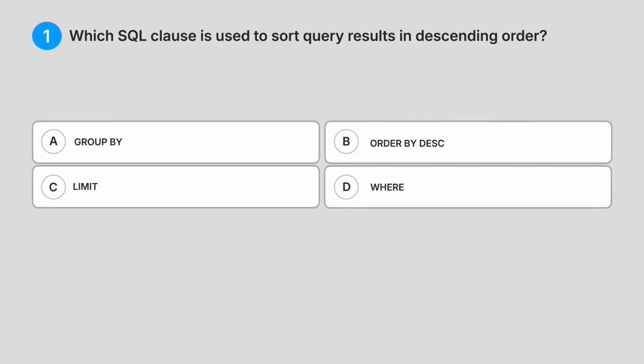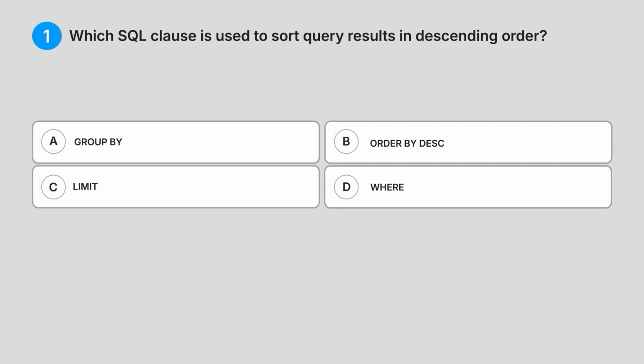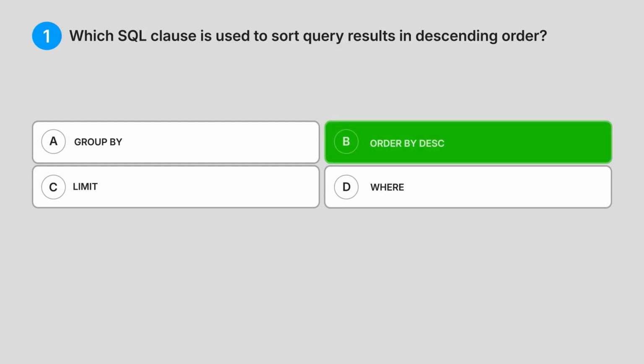1. Which SQL clause is used to sort query results in descending order? A. Group by. B. Order by desc. C. Limit. D. Where. Do you know the answer? Correct answer, B. Order by desc.